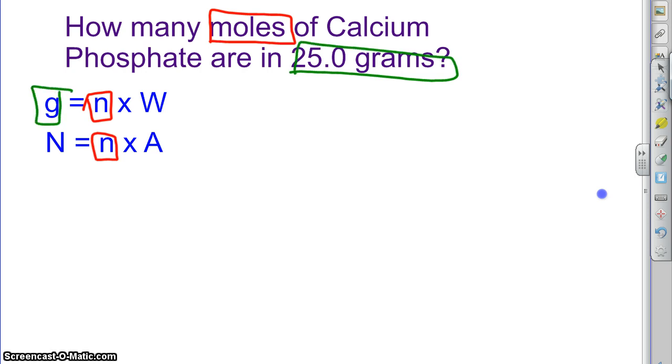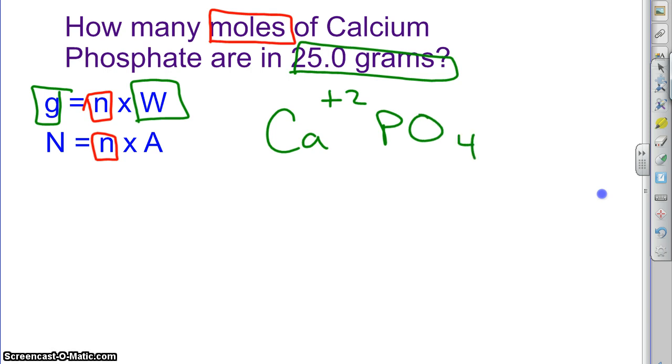And we can see that we can actually do this if we know W. Well, we don't know W. It doesn't say how many grams there are per mole, but it does tell us that it's calcium phosphate. So we need to write a formula. Calcium is type 1, so we're going to do the charges thing. Phosphate is -3, calcium is +2, so we need 3 calciums and 2 phosphates. So we have 3 calciums.